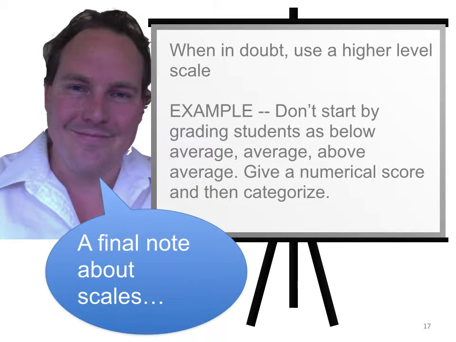So when in doubt, try to use a higher scale. Here's an example. Don't start by grading students as below average, average, above average. Give a numerical score, and then you can categorize. So hopefully that gave you a little bit of clarification about scales. You've probably heard about them in the past. There's a couple of intricacies that I'm trying to get into a little bit, but don't go too wild with this. Just get the sense of what they mean and the basic definition and move on.